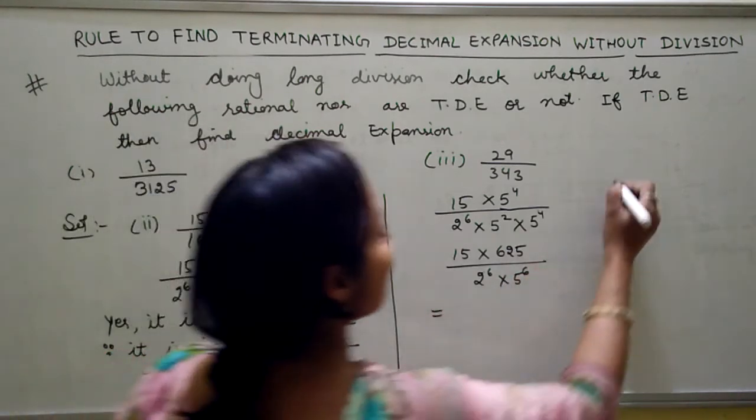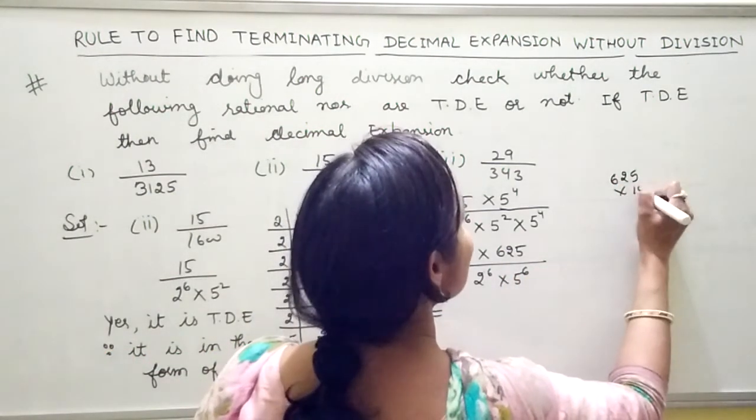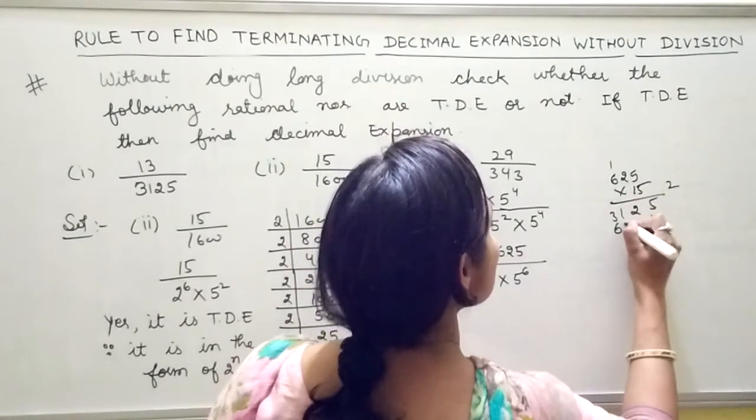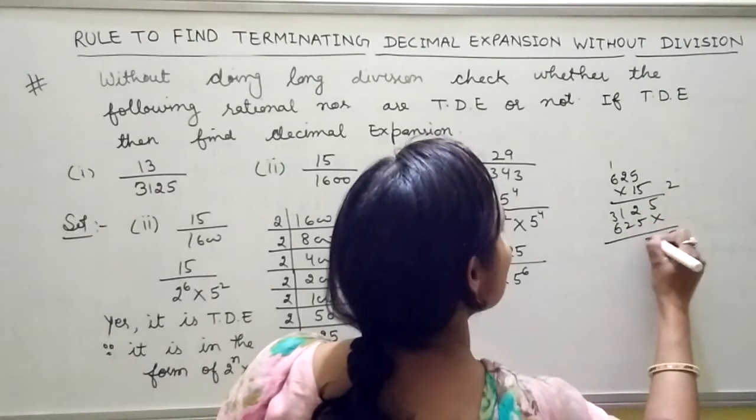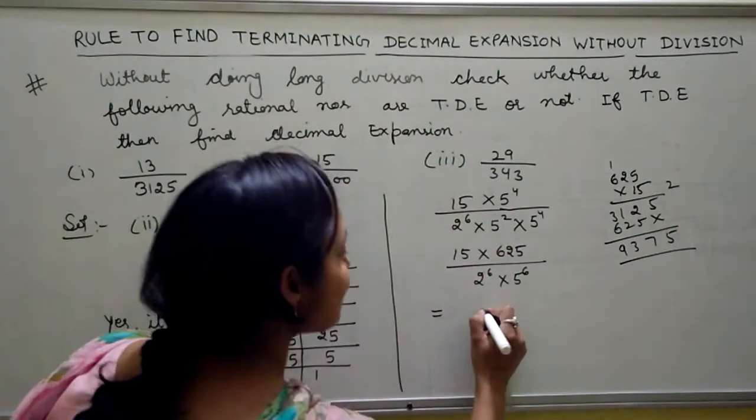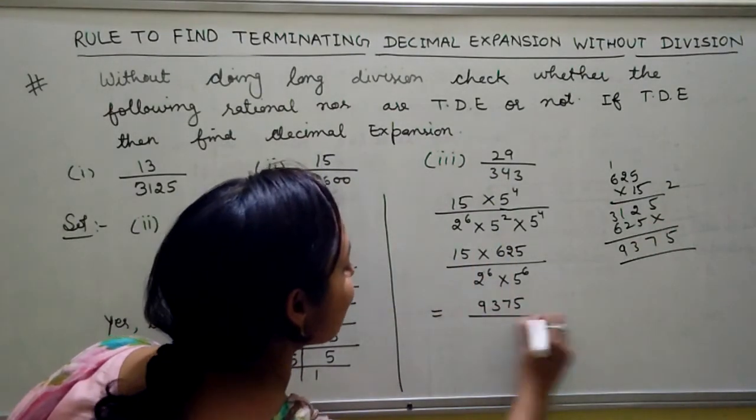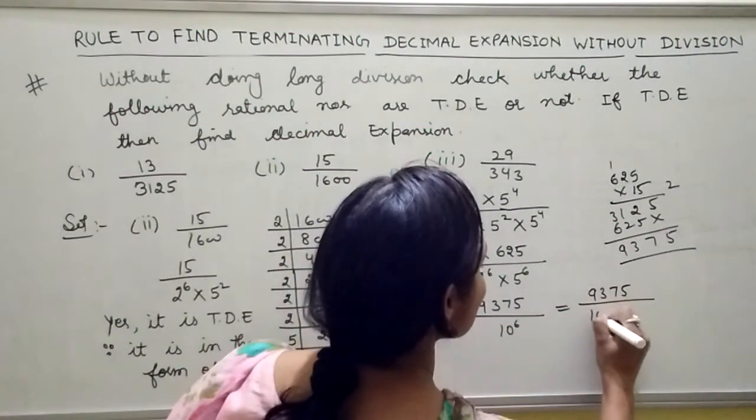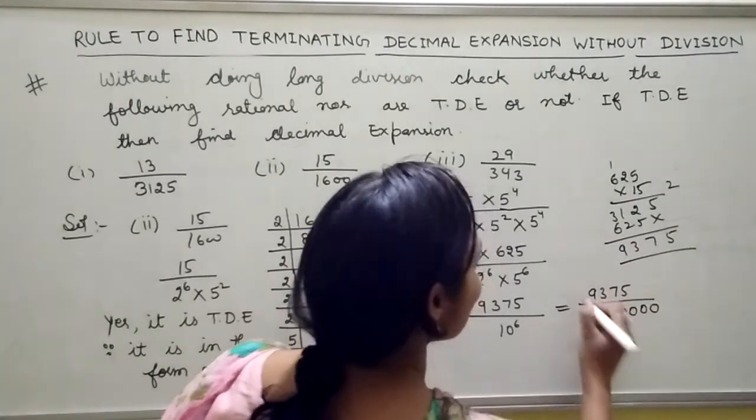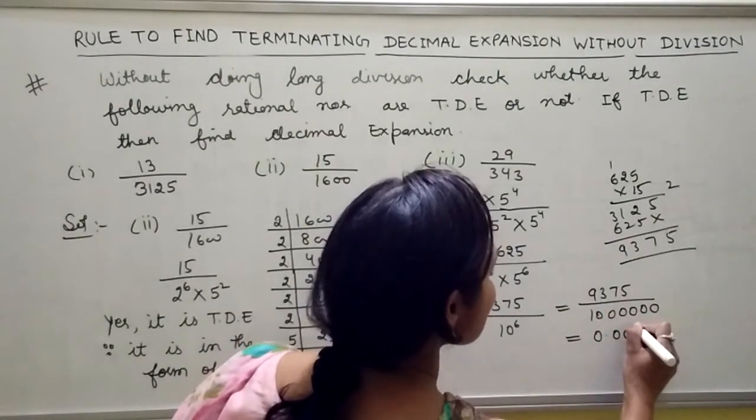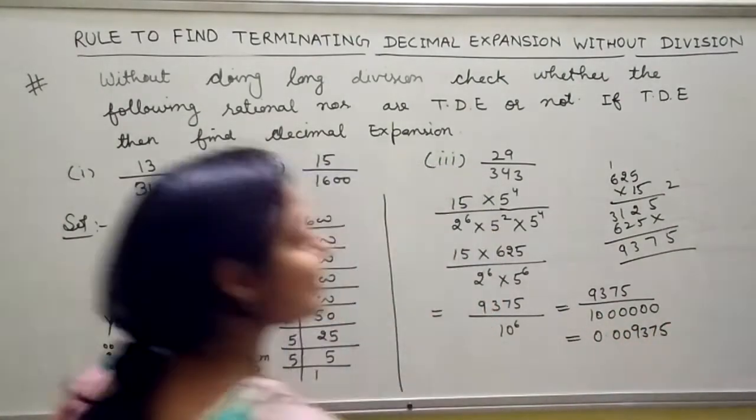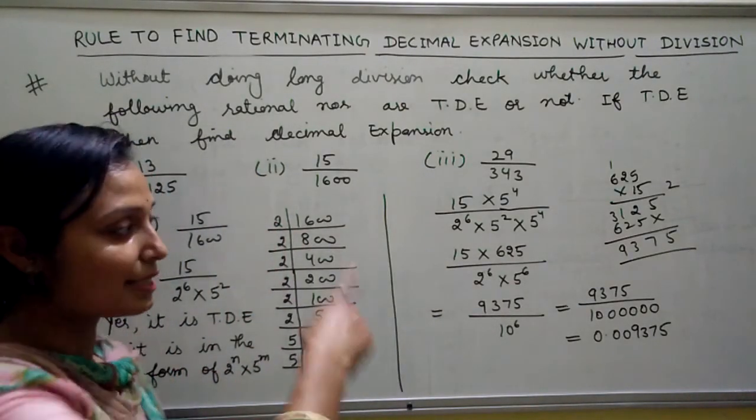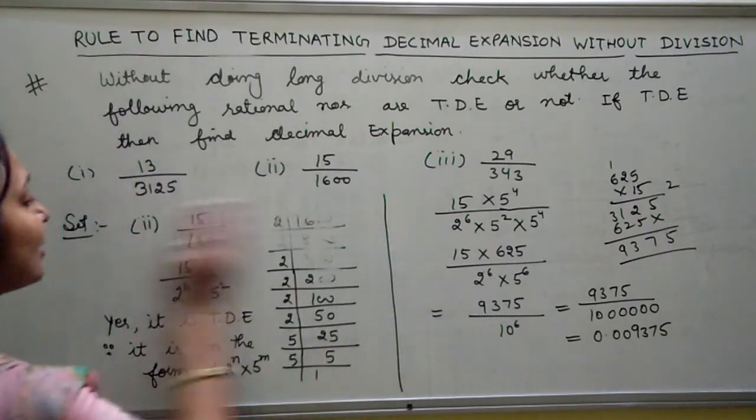So we have 625 into 15. 5 5s are 25, 30 and 31... 625, 9375 divided by 10 raised to power 6. 9 3 7 5, 1 2 3 4 5 6. 4 is already there, so you have to take 2 zeros before 9375. So this is the way to write the fraction, rational numbers, into decimal form. Now come to the third part.